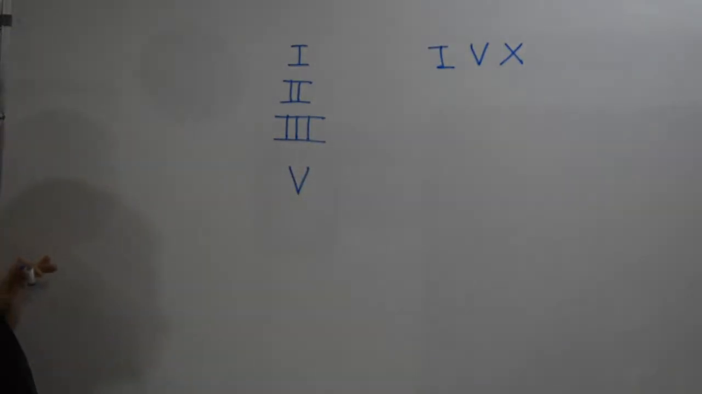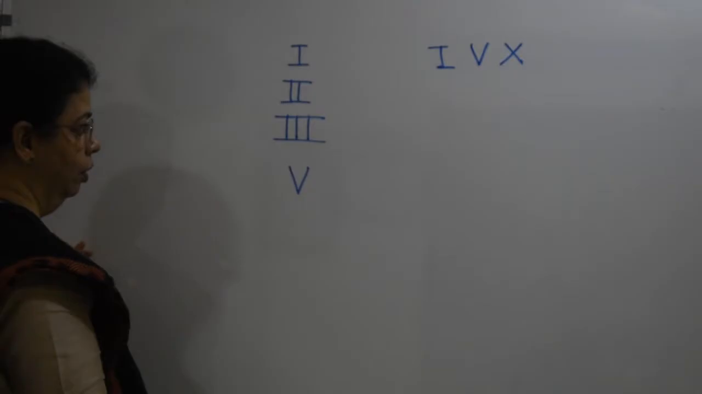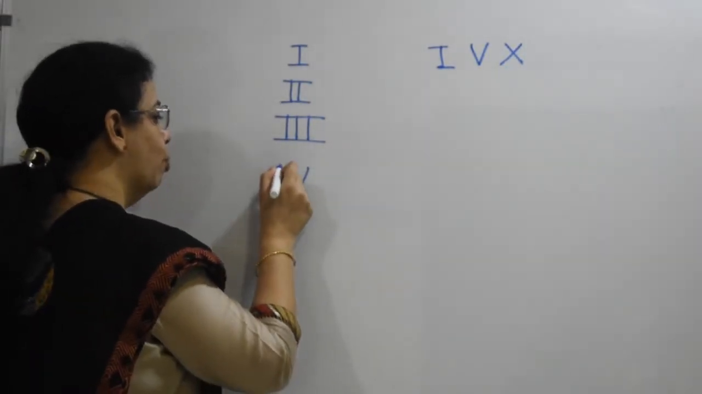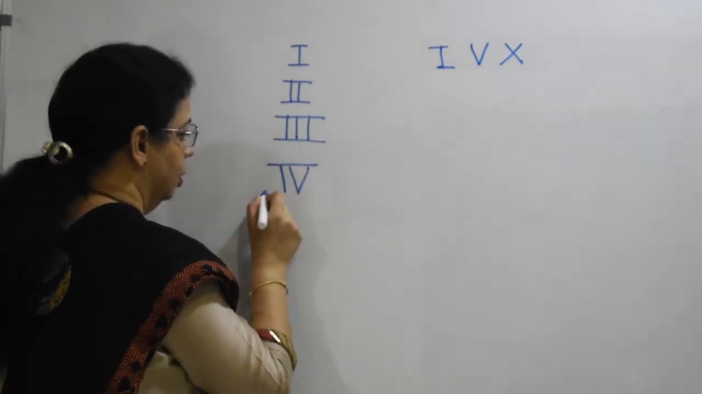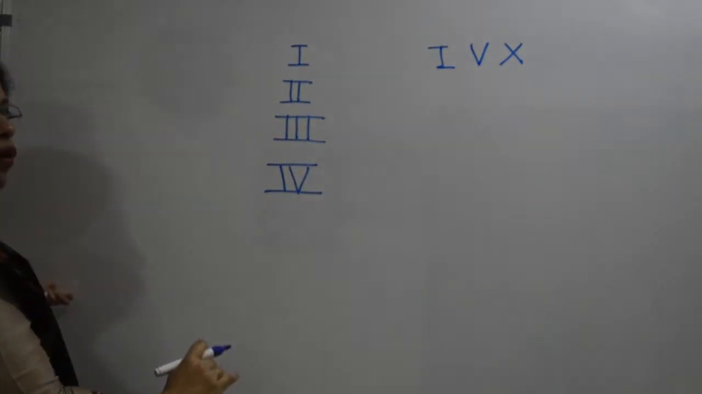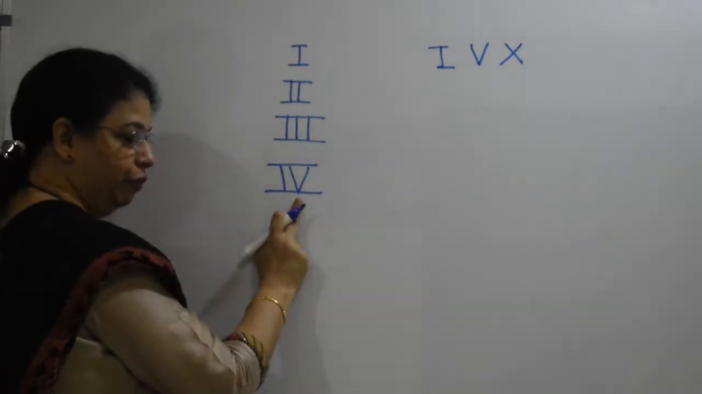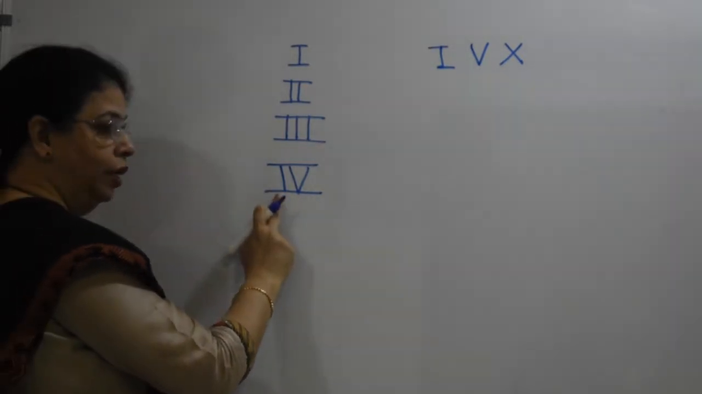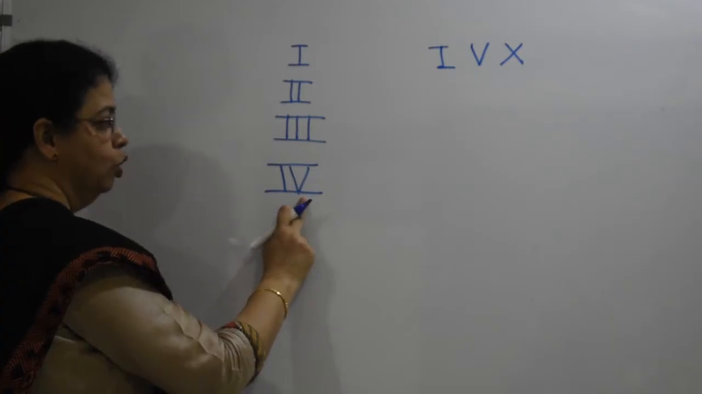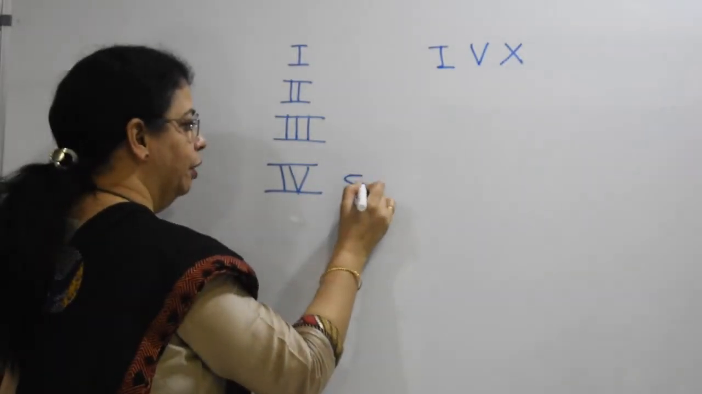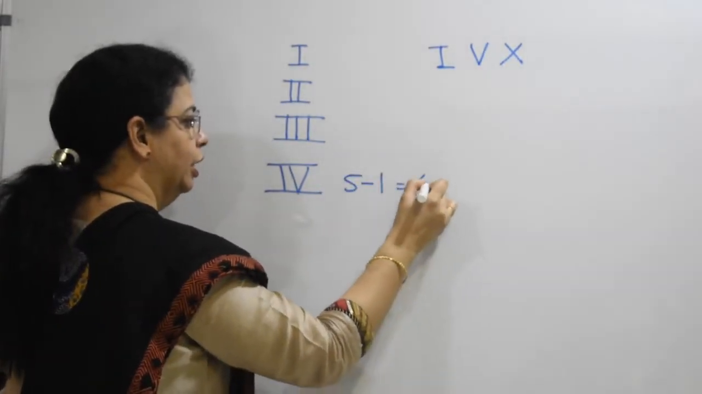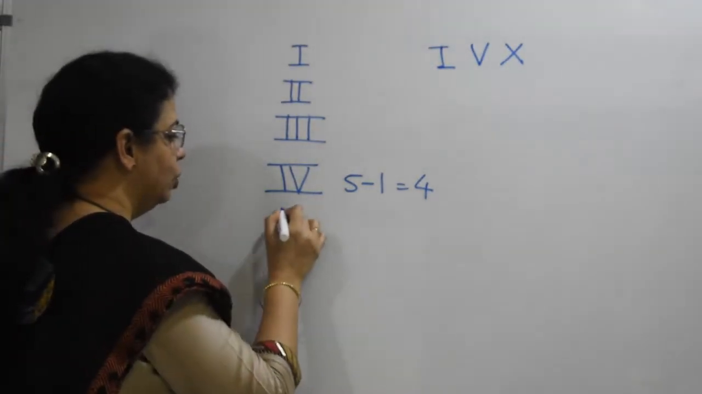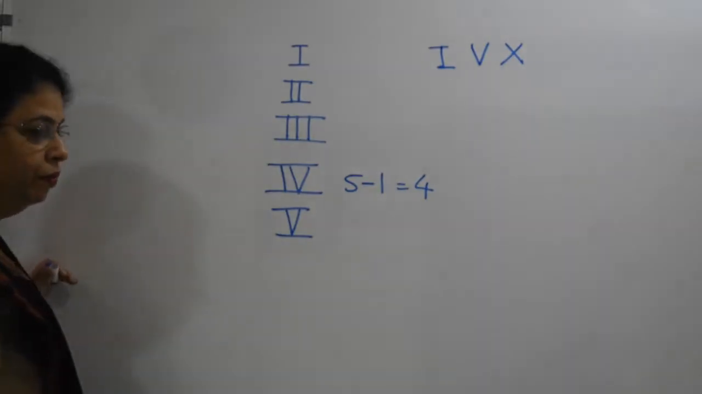5 minus 1 is 4. And as per rule number 4, when you write a smaller number to the left side of the bigger number, the bigger number is 5 and the smaller number is 1. So I have written 1 to the left side of 5. So it is actually 5 minus 1, that is 4. Okay. For 5 there is no confusion, it is V.